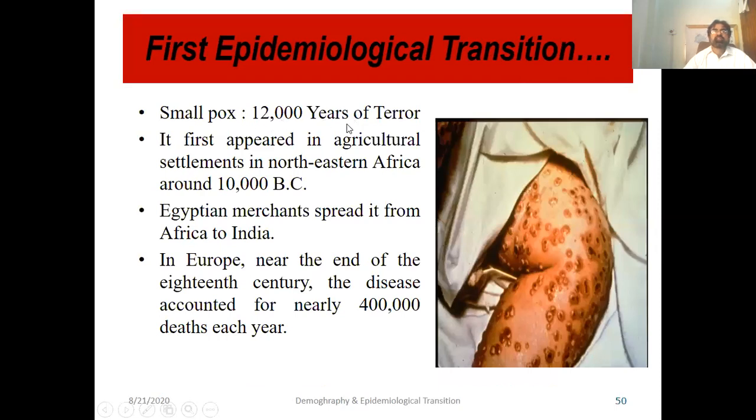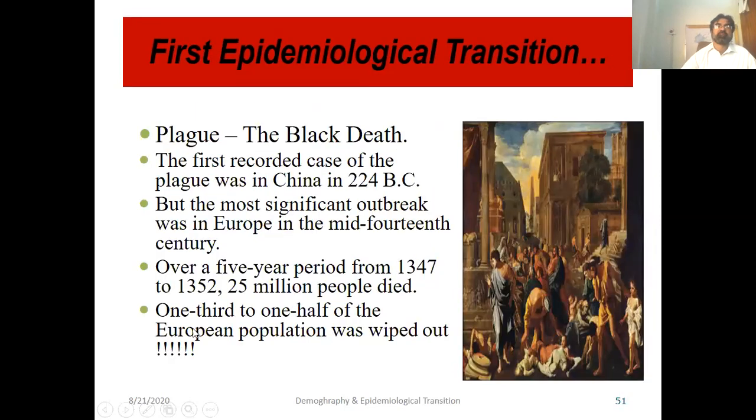Smallpox, 12,000 years of terror. It first appeared in agricultural settlements in northeastern Africa around 10,000 BC. Egyptian merchants spread it from Africa to India. In Europe, near the end of the 18th century, the disease accounted for nearly 400,000 deaths each year. Plague, which is called the Black Death: the first recorded case of the plague was in China in 224 BC, but the most significant outbreak was in Europe in the mid-14th century. Over a 5-year period from 1347 to 1352, 25 million people died. One-third to one-half of the European population was wiped out.